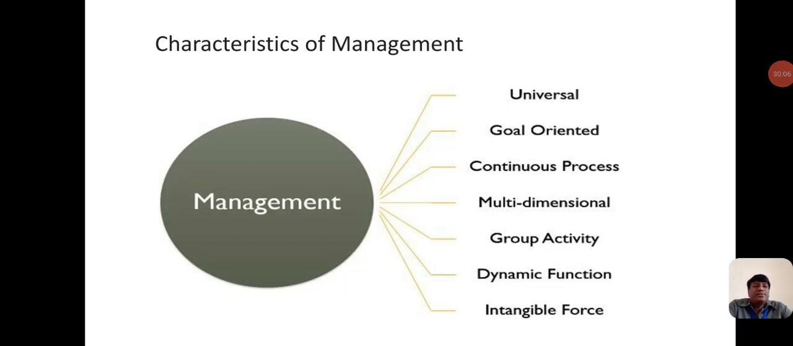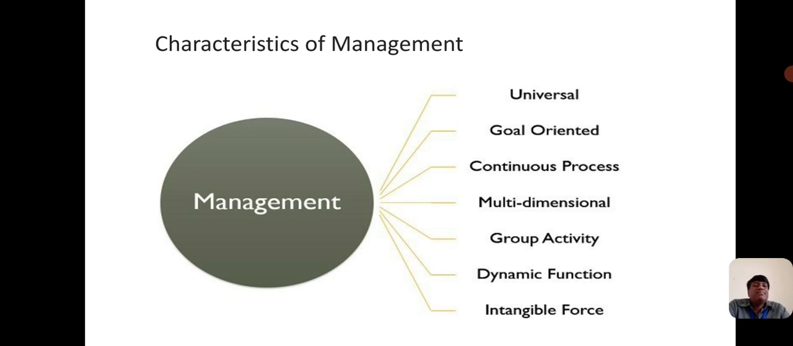We shall continue our discussion, the characteristics of management. Now, we have understood the concept of management. We have discussed in detail the definitions by the various experts. Now, we shall try to understand this subject by knowing the characteristics of management. Here are some points that have been identified for the discussion. That is, management is a universal phenomenon.